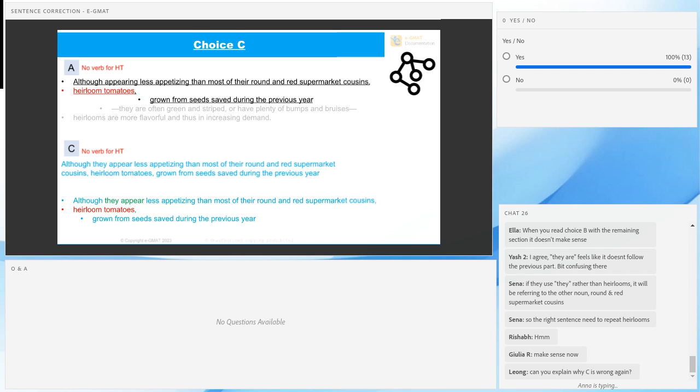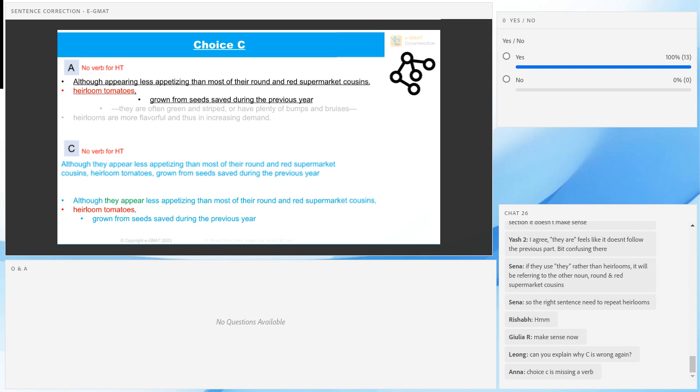Okay, I'll go back to choice C. Choice C, what's happening is that it doesn't have any verb. It has the exact same error that choice A had. The only difference between choices A and C is that in choice A, it said they, although appearing. Okay, let me just highlight that. Although appearing. And in choice C, it says although they appear. That's it. Everything else is the same. So choice C has the same error as choice A.